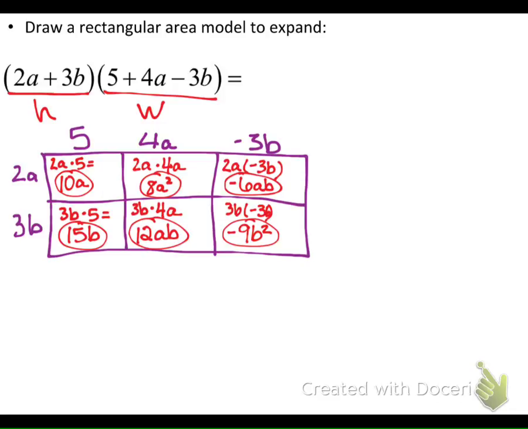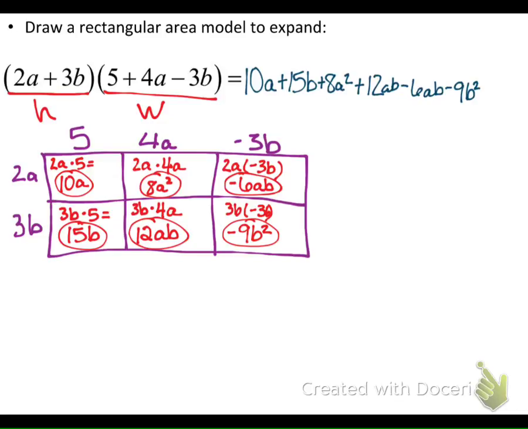Okay, now I have a ton of areas, right? So what I'm going to do is I'm going to put them all up here so I can see everything that I have. So 10A plus 15B plus 8A squared plus 12AB minus 6AB minus 9B squared. All right, is that going to be my final answer?